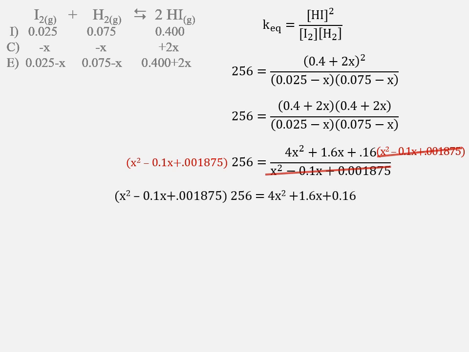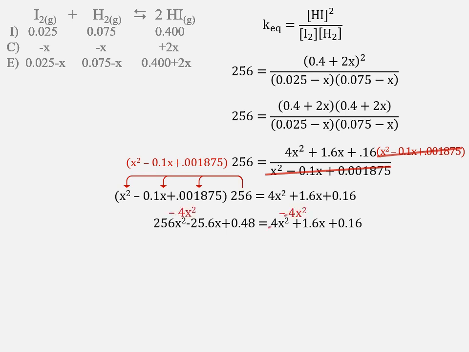When I do that, I wind up with 256 multiplied by everything that was in the denominator, and that's equal to 4x squared plus 1.6x plus 0.16. Now I'm going to distribute 256 into the brackets. And when I do that, I wind up with 256x squared subtract 25.6x plus 0.48. Now I want to move everything either to the left-hand side or right-hand side. And as I mentioned in class, I like to keep my x squared value positive. So that means this time I'm going to move everything to the left-hand side, although, truth be told, it really doesn't matter which side you move it to.